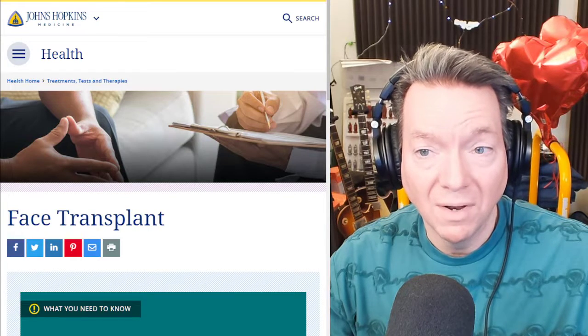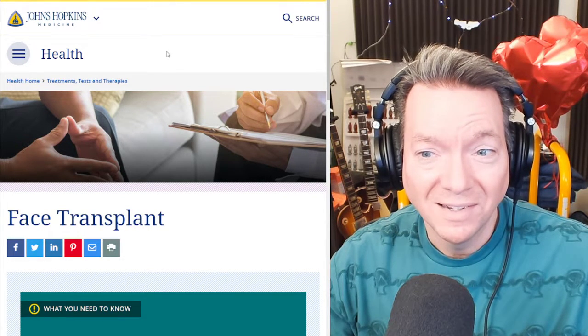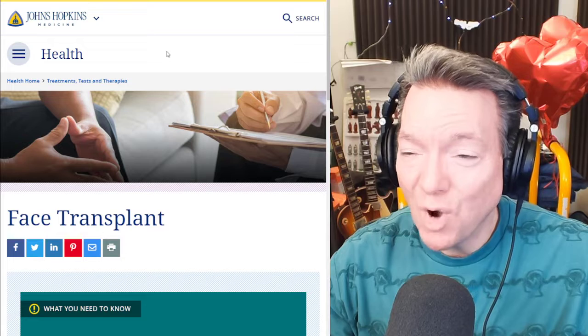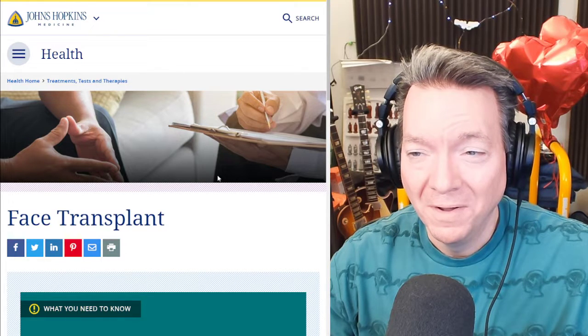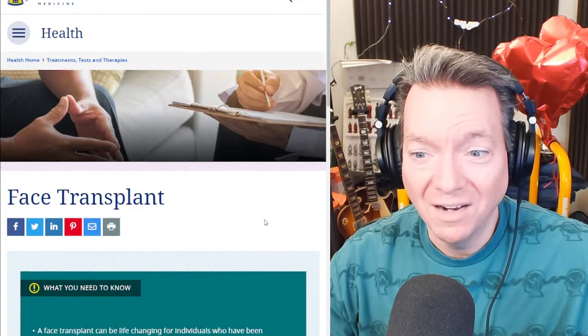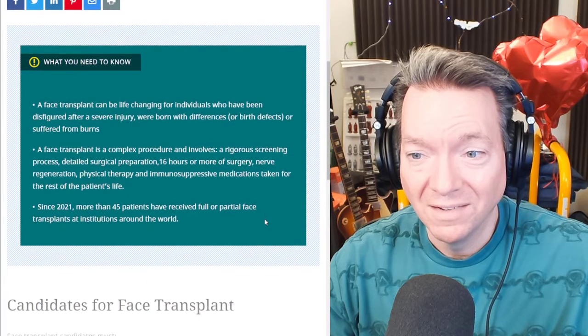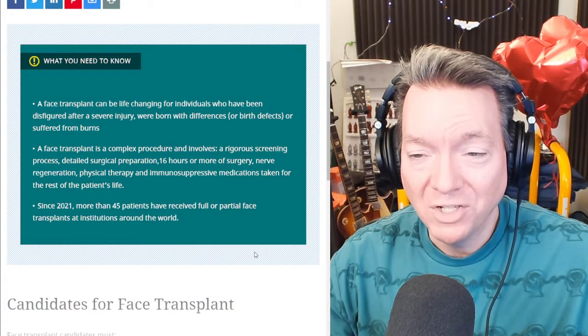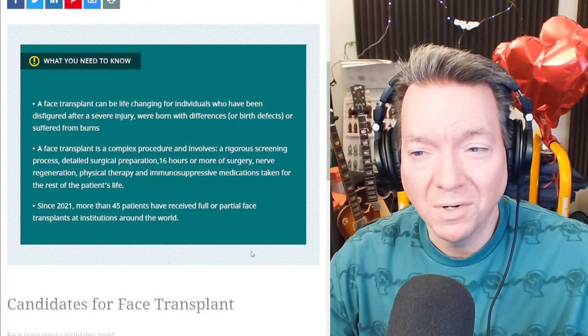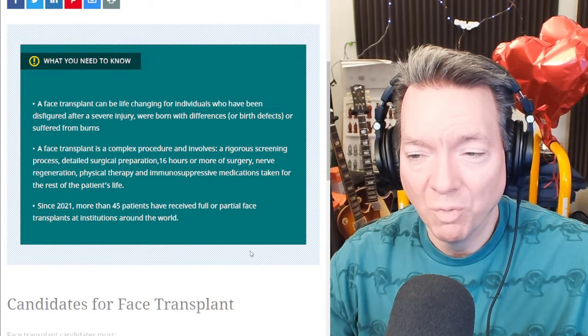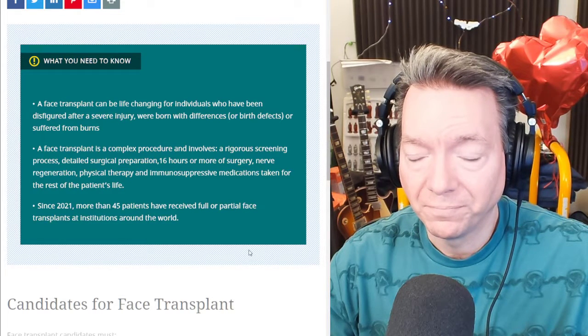And, believe it or not, Johns Hopkins has a face transplant program. Their whole thing is dedicated to giving you a new face. A face transplant can be life-changing for individuals who have been disfigured after a severe injury, were born with differences or birth defects, or suffered burns.